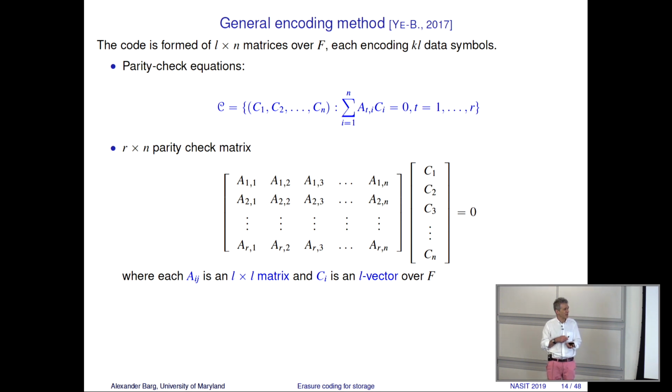The parity check equations in the matrix form are as shown. Each A is an L by L matrix over the field. There are R parities, and all of this should be 0. So the question is to construct an optimal repair code with these parities.